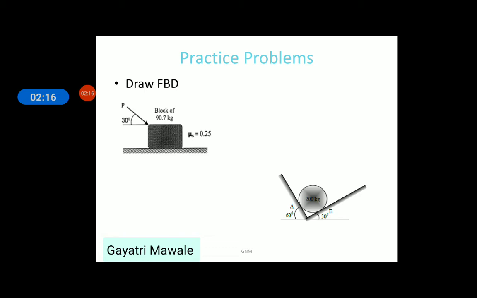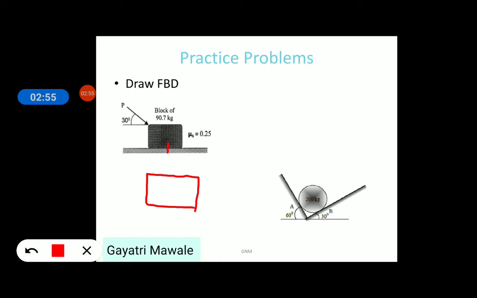Here are few practice problems. We have to draw FBD for given block and sphere. We will try to draw FBD of this block first. Very first step is to make the block free from its support. Now this block is placed on horizontal surface, so there is only one contact surface for the block. I have given number 1 to the contact surface.